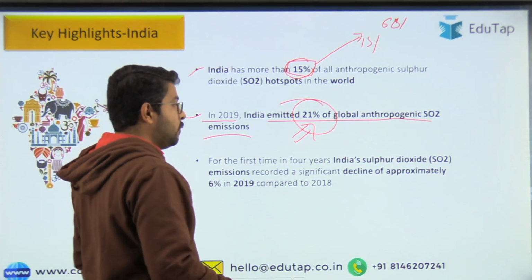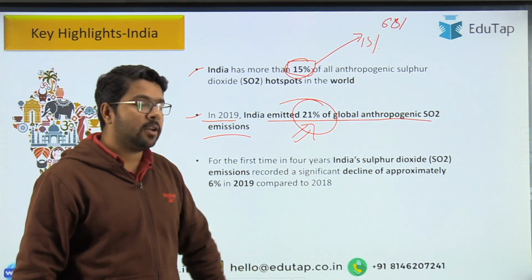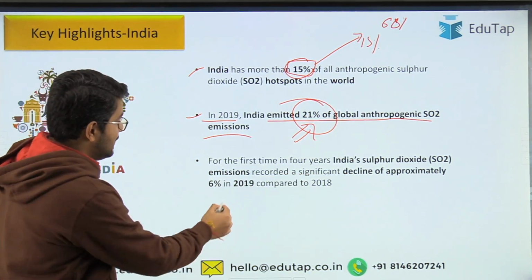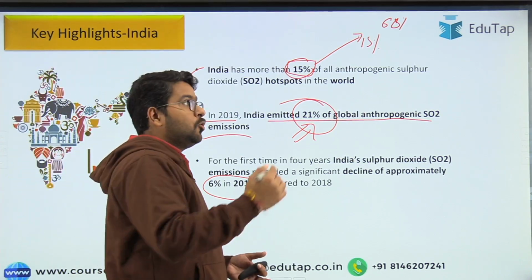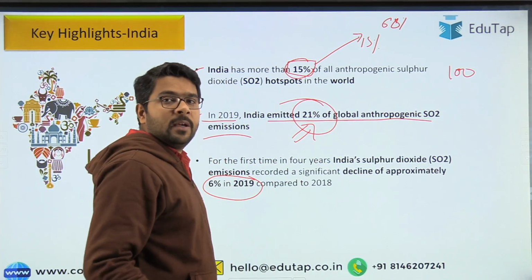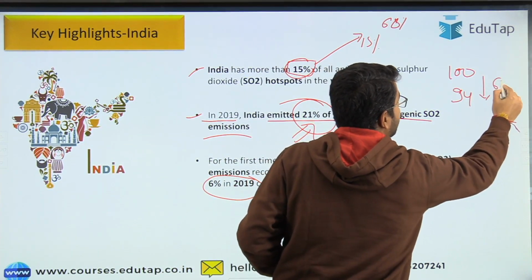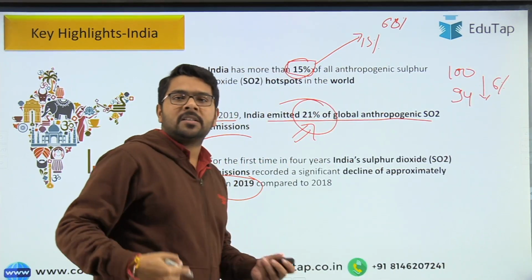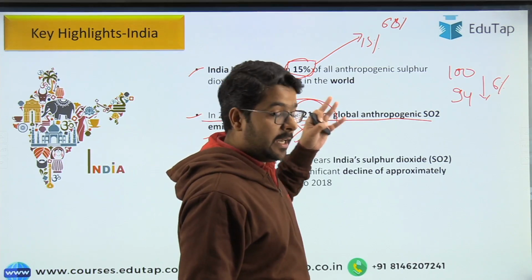Now, for the first time in 4 years, India's sulfur dioxide SO2 emission recorded a significant decline of approximately 6% in 2019. So in the year 2018, suppose we are emitting almost 100. In the year 2019, we are emitting only 94. So we have shown a reduction of 6% in comparison to the data available for 2018.